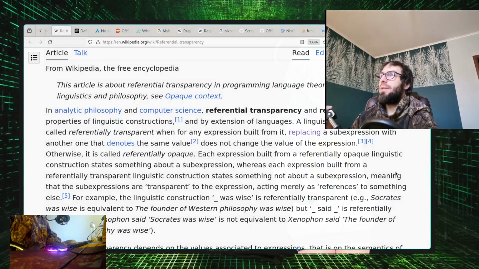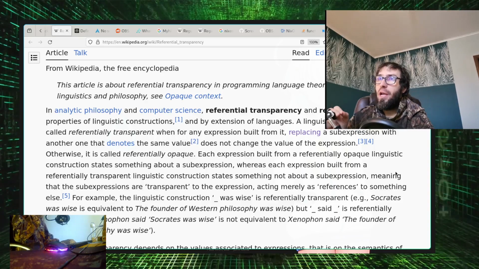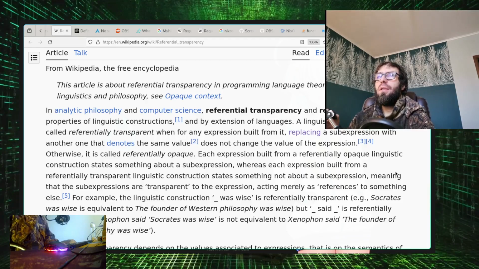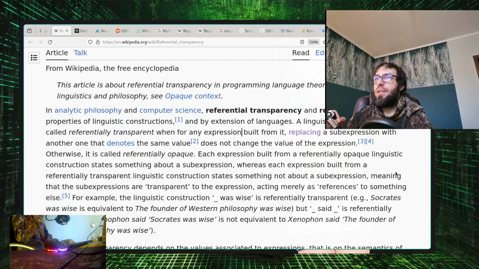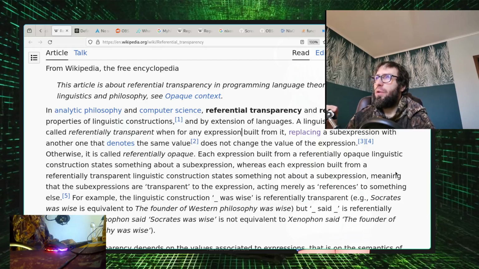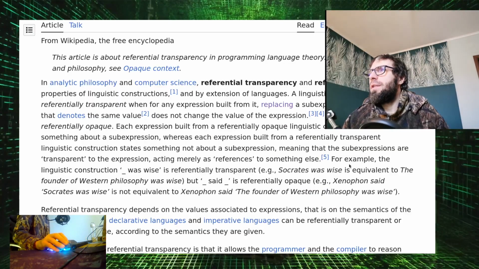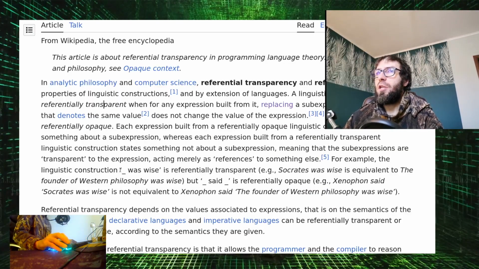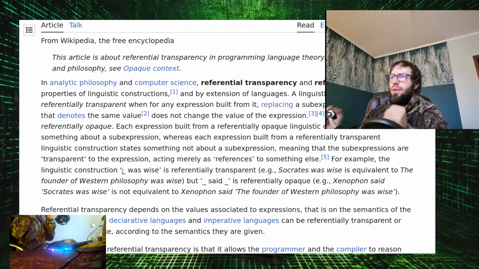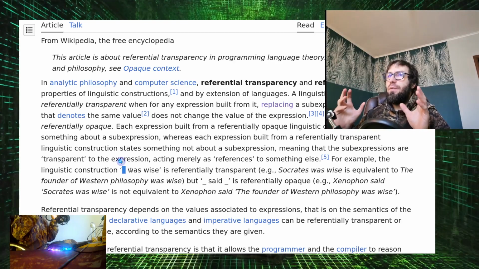A linguistic construction is called referentially transparent if for any expression built from it, replacing a sub-expression with another one that denotes the same value does not change the value of the expression. For example, the linguistic construction "such that some object, which we denote as this underscore here, was wise" is referentially transparent.